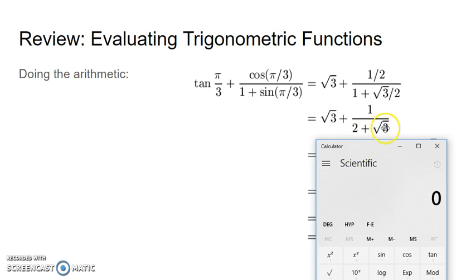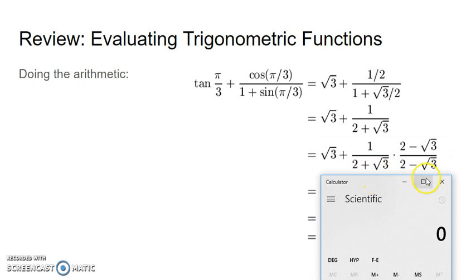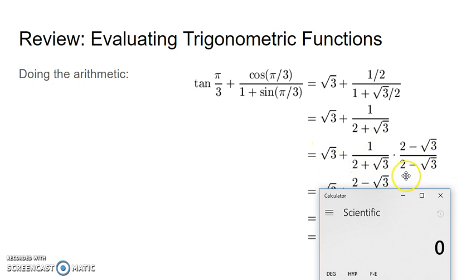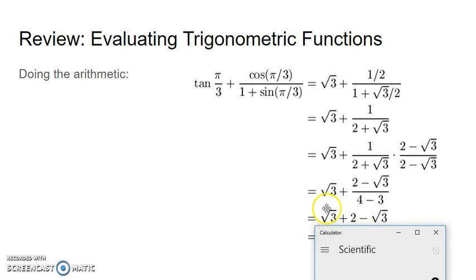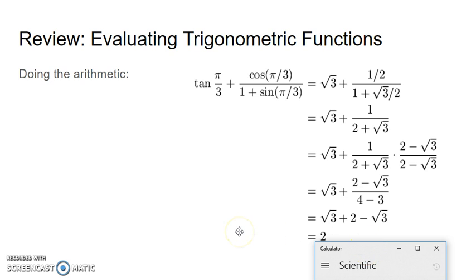So to do that, I would need to multiply by the conjugate, 2 minus root 3, and that would have to happen to the bottom and the top of that fraction, giving me, for the numerator, 1 times 2 minus root 3, or just 2 minus root 3. And the denominator being a difference of perfect squares, it's going to be 2 squared minus root 3 squared, 4 minus 3. So all this now is root 3 plus 2 minus root 3 all over 1, or root 3 plus 2 minus root 3, and those do cancel, leaving us with exactly 2.